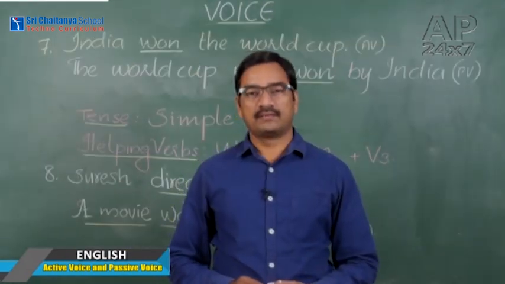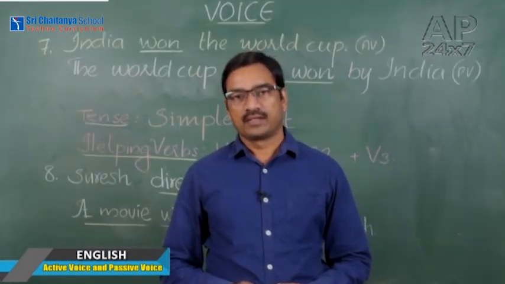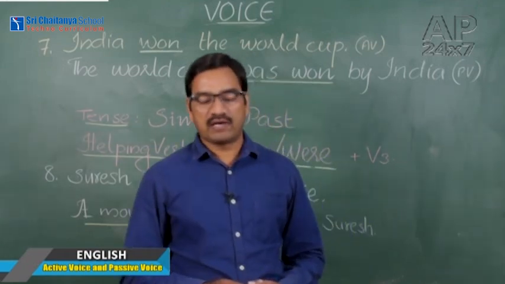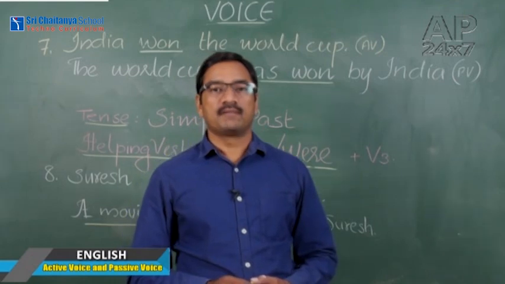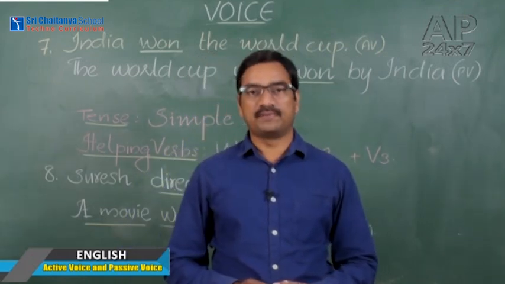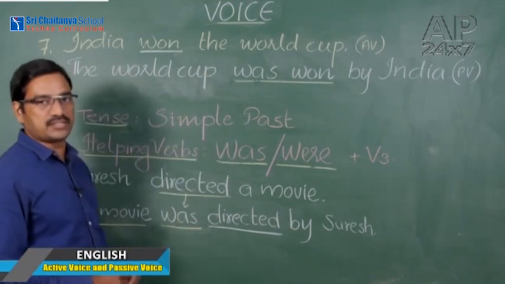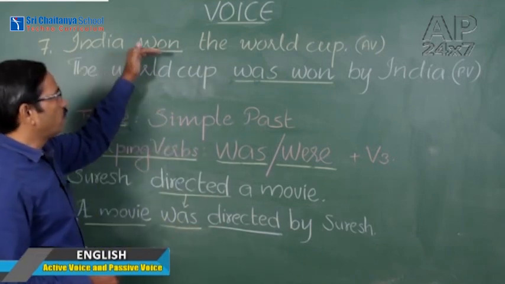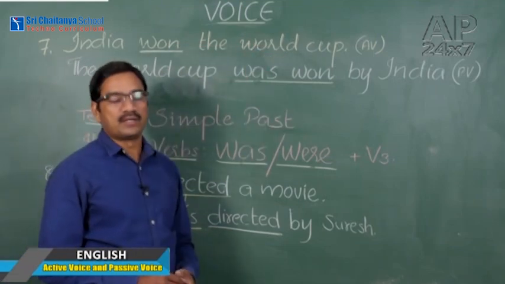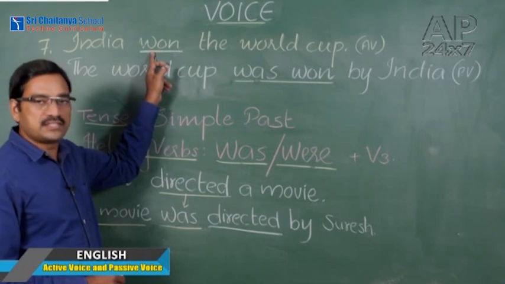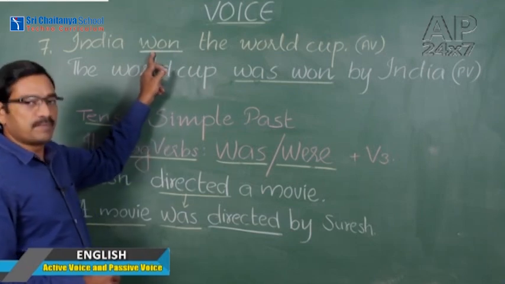We have completed present tense passive voice. Now we will get into past tense passive voice forms. Till now we have completed simple present, present continuous and present perfect. Now we have a new example here, in the simple past tense. India won the World Cup. So here the verb is won. This is the past tense form of win. So it is simple past.